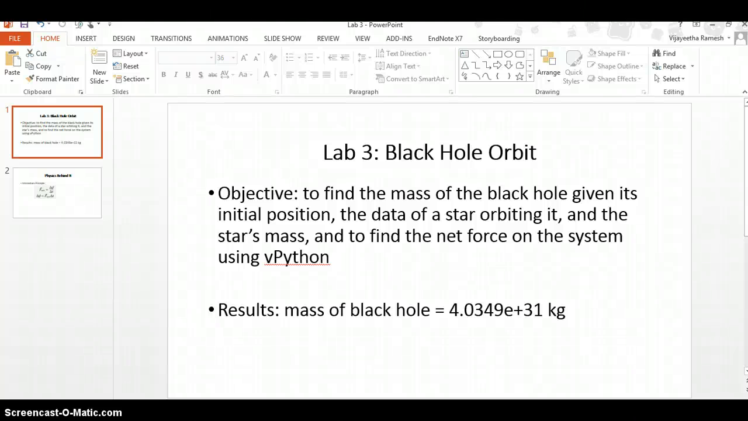Lab 3 was about the Black Hole Orbit Lab. The objective of this lab was to find the mass of a black hole given the initial position. A star orbiting the black hole's data was given, as well as its mass. The net force on the system was also calculated along with these using VPython. I found the mass of the black hole to be 4.039 times 10 to the 31st kilograms.